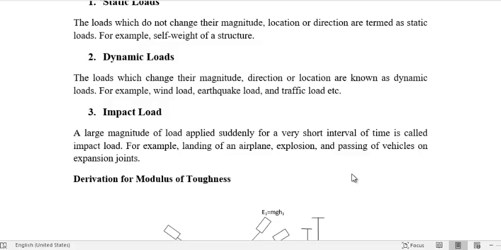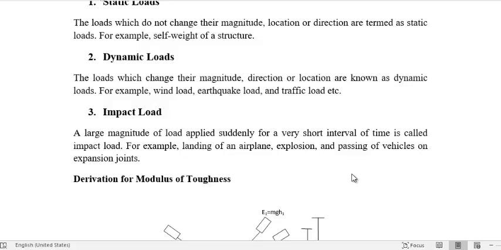Another common life example is passing of vehicles over expansion joints. In some cases, these expansion joints are not properly maintained. For example, in Gadishau Bridge, which is very close to our university, if you pass over the bridge, you will notice that there are several expansion joints which are not properly maintained. So what happens is that if you are traveling on the bridge, at the joint there is a sudden jump, the vehicle takes a sudden jump and then it collides back with the bridge. Now that is a significant weight striking suddenly and for a very short interval of time. So that is also an example of impact load.